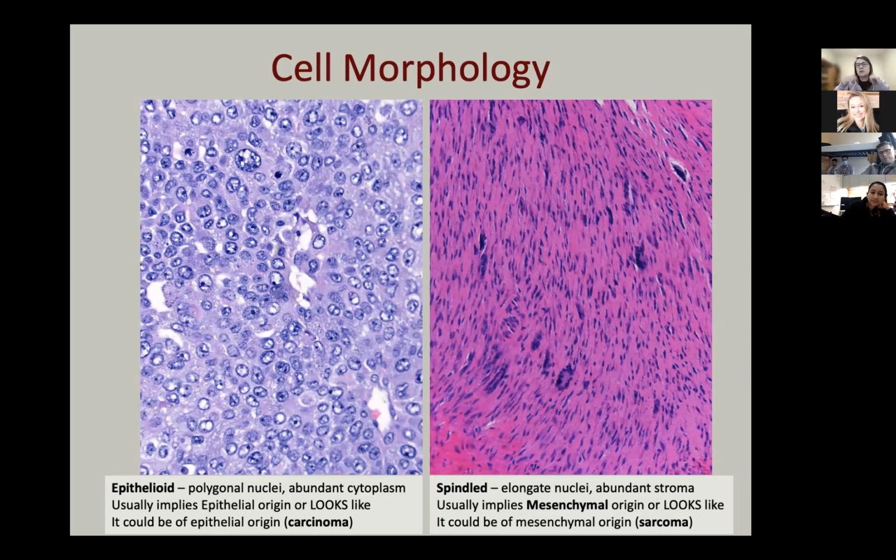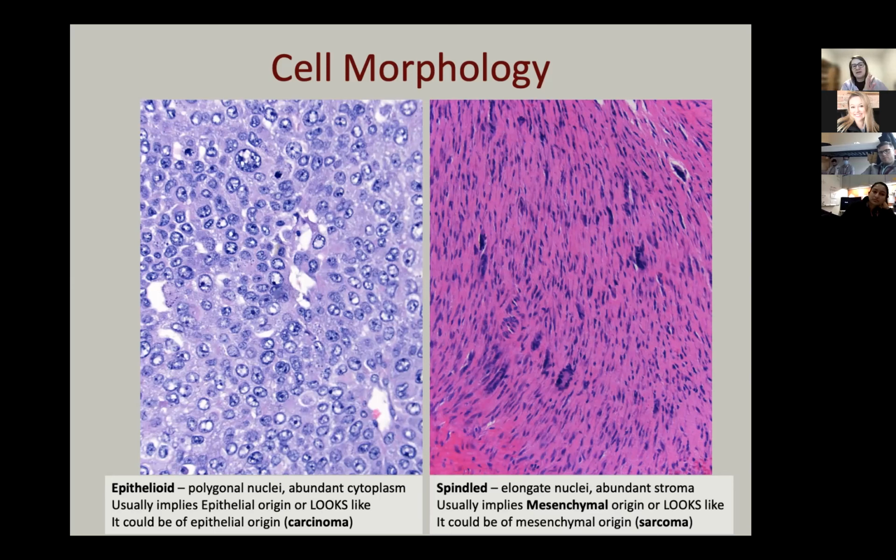So just to put things in perspective, most carcinomas are epithelioid, but we know that cells can undergo an epithelial to mesenchymal transition, and some carcinomas appear spindled, right? Those we call spindle cell carcinomas. Sometimes you may see them referred to as sarcomatoid carcinomas, right? Oid, meaning they look like sarcomas, but really they are of epithelial derivation.